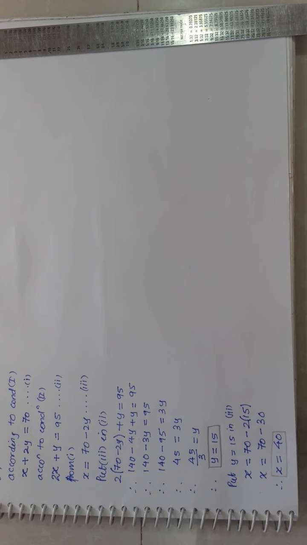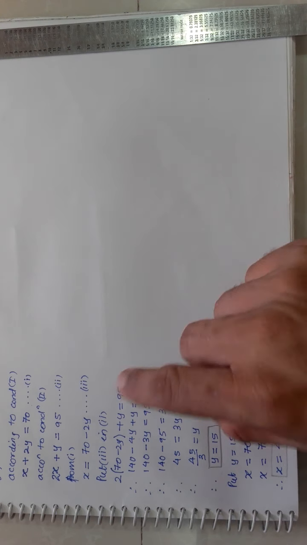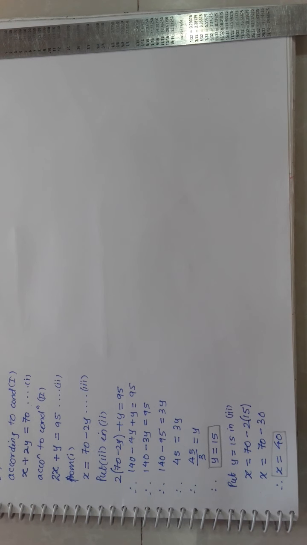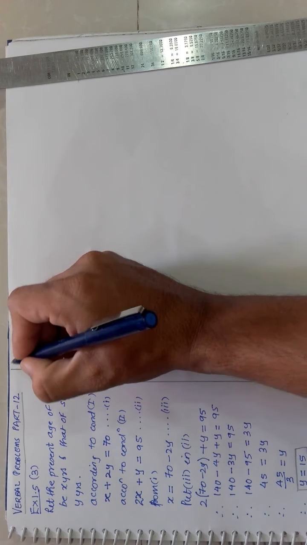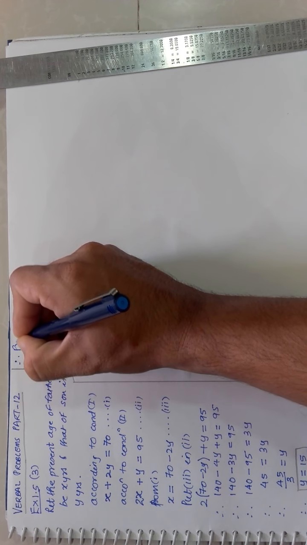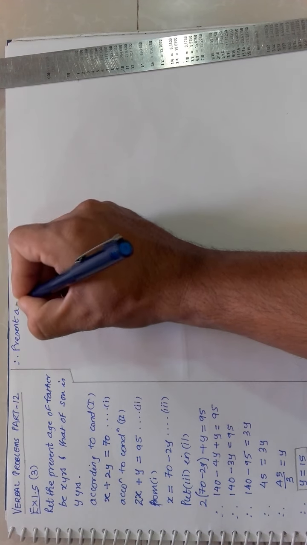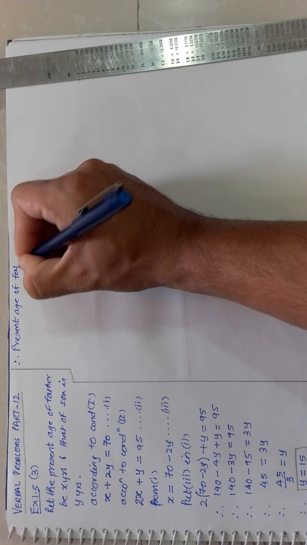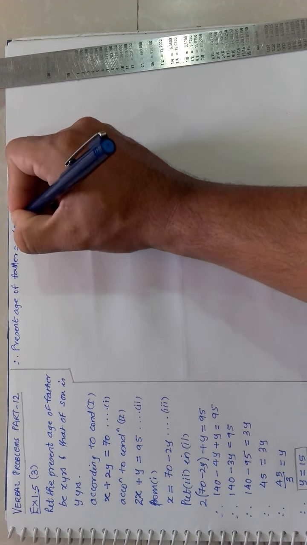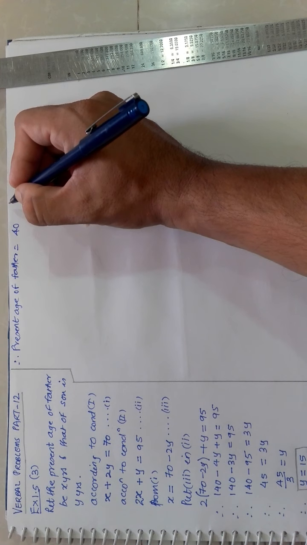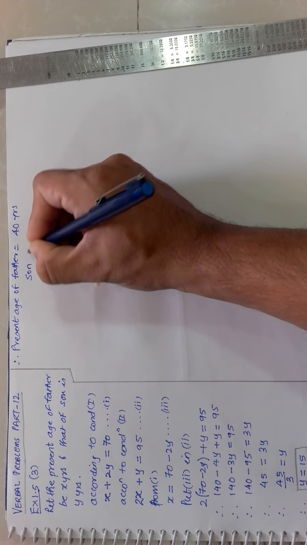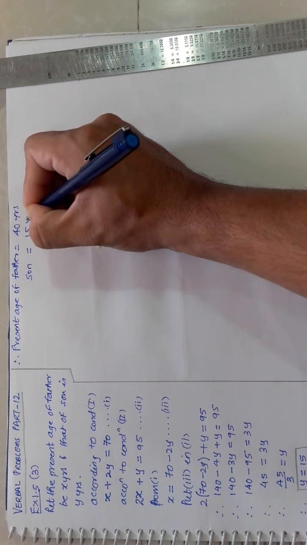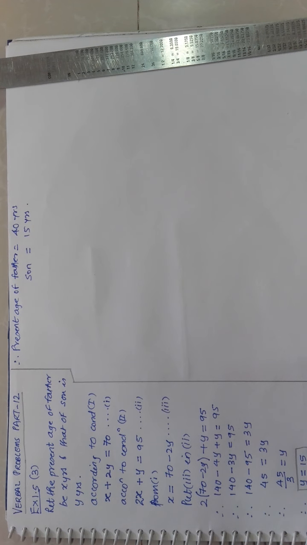Agreed? So you got the father's present age to be 40, and son's present age to be 15. Now the answer to the question is to find their present age. So I will say here, therefore, present age of father is 40, but it is in years. So it is 40 years, and present age of son is 15 years. Got it? Wasn't it very simple?